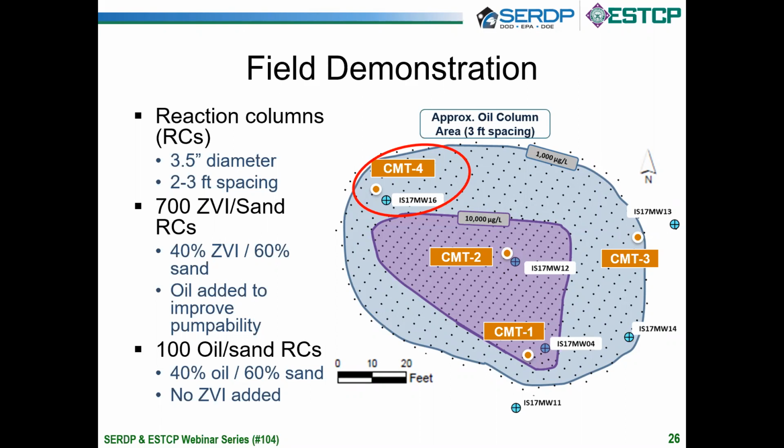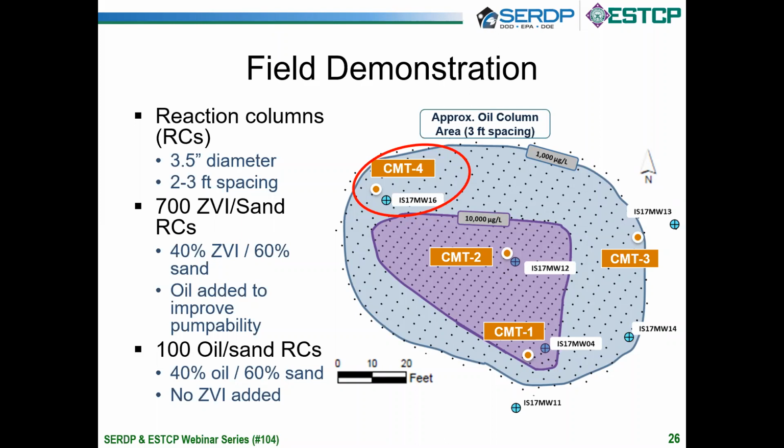I will also point out that we also added these CMTs, and I'll talk about those in a couple of slides. But they were added as a means to monitor concentrations within a reaction column and compare those to an accompanying monitoring well. So we could see that concentration gradient, or that difference, between the reaction column concentrations as well as the neighboring monitoring well.